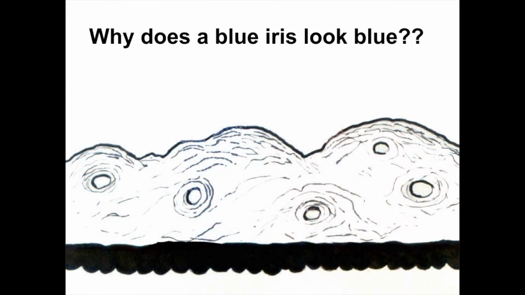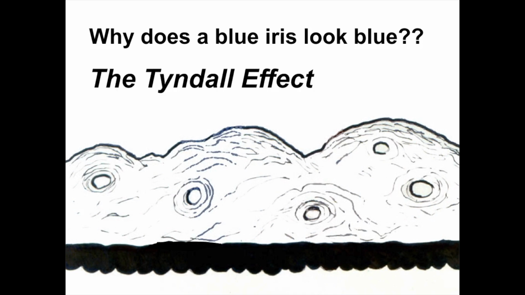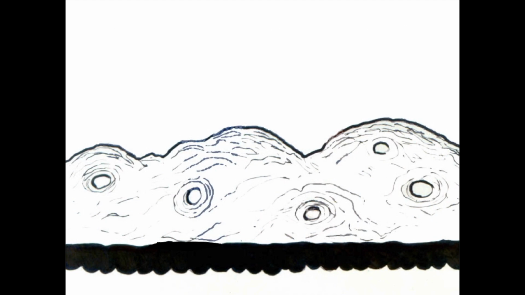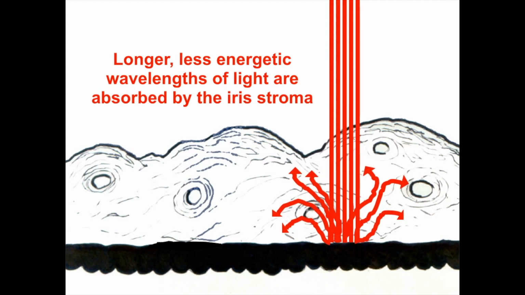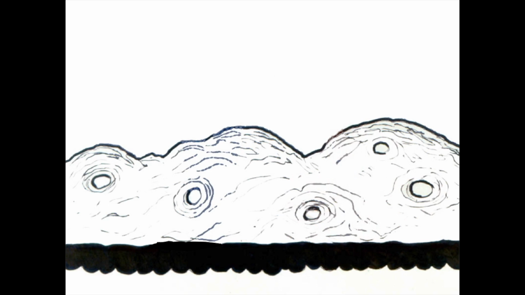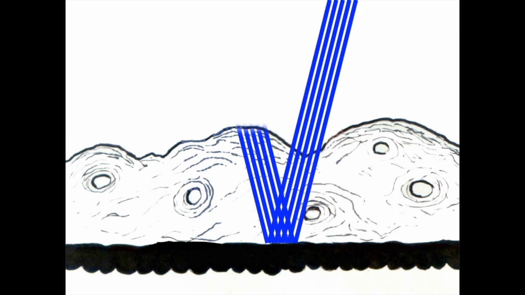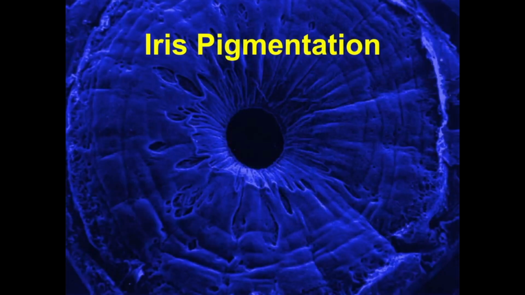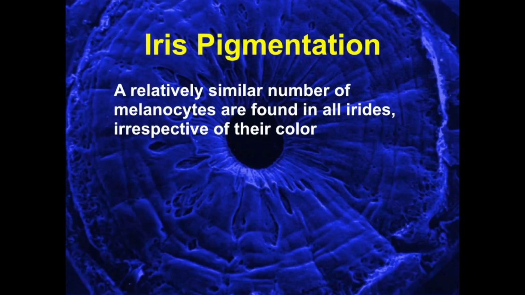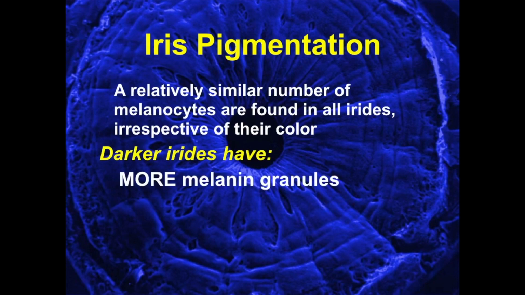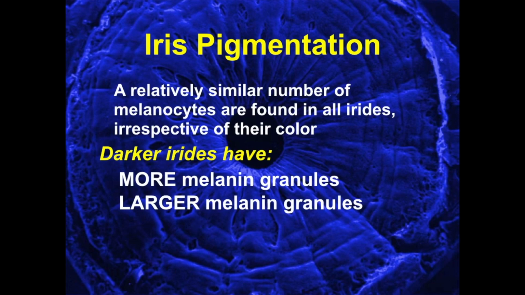Blue irides appear blue due to the Tyndall effect. Longer, less energetic wavelengths of light are absorbed or dispersed by the iris stroma. Only the shorter blue wavelengths of light have the energy to return to the observer's eye. In summary, a relatively similar number of melanocytes are found in all irides, irrespective of their color. Darker irides have more melanin granules, larger melanin granules, and hence larger melanocytes.